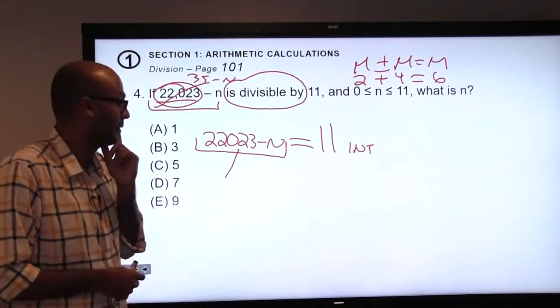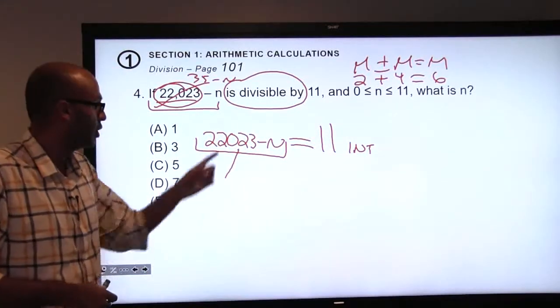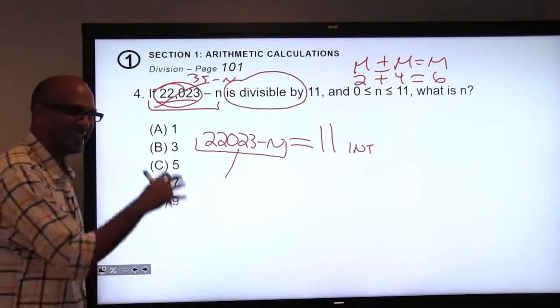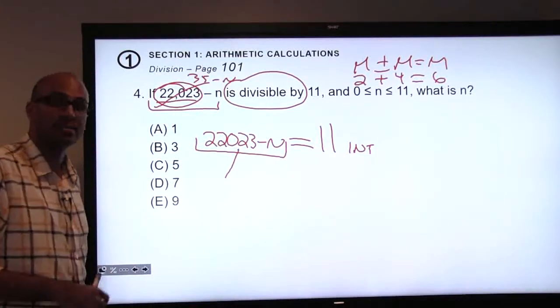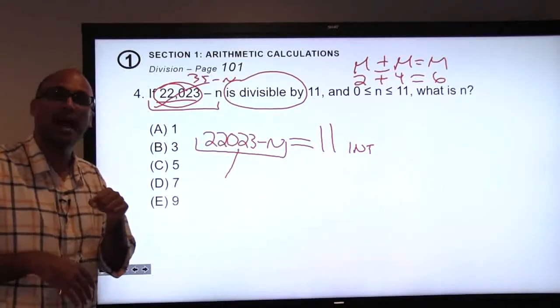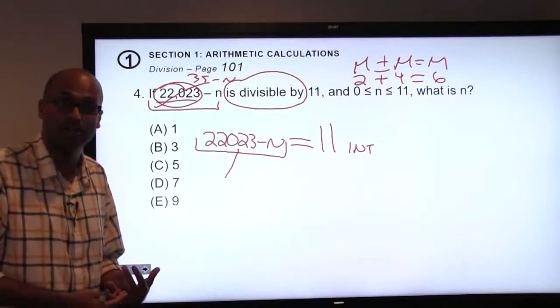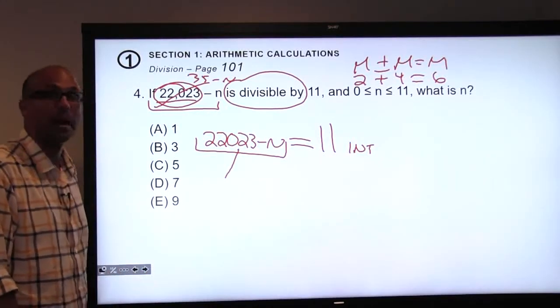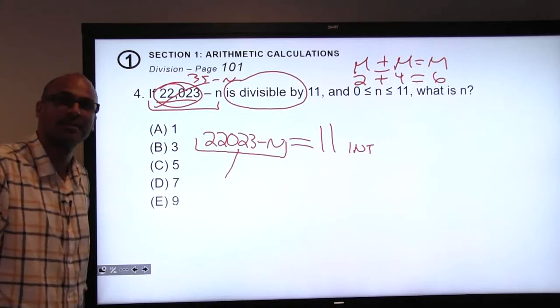So question for you. When you see this 22,023, is there any easy multiple of 11 that you see that is large, that you can just grab out and start to simplify this question a thousandfold? And there might be a clue for you, I suppose. What do you think?